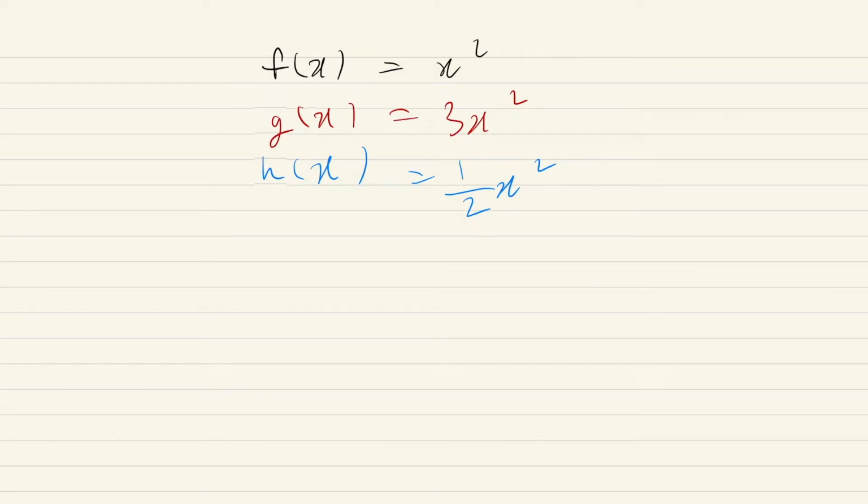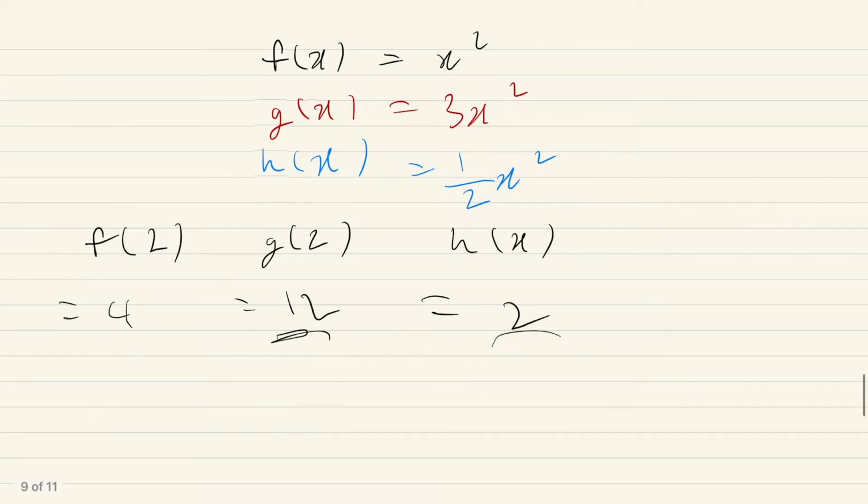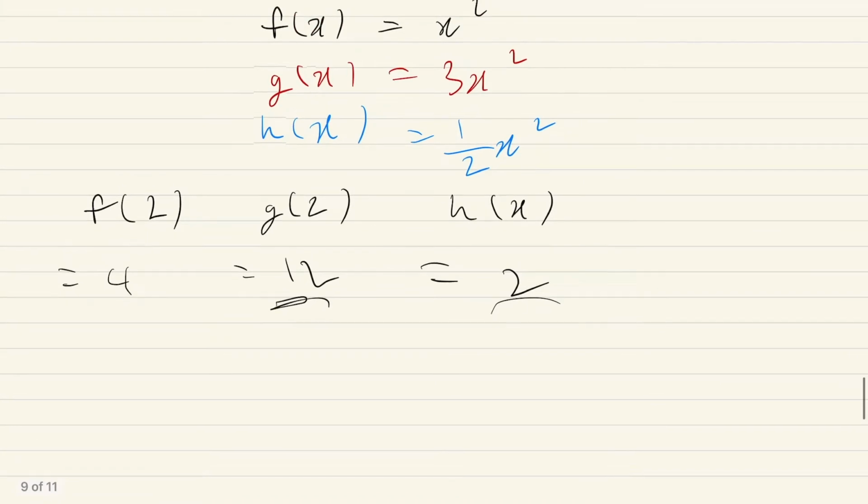So when we plot in the same value, so f(2), then this would be g(2), and this would be h(2). What do you get? So this would be 4. This would be 3 times 4, so 12. And this would be 2. Correct? Because you just have to times 3 of f of x, and this will be divide 2 of f of x.